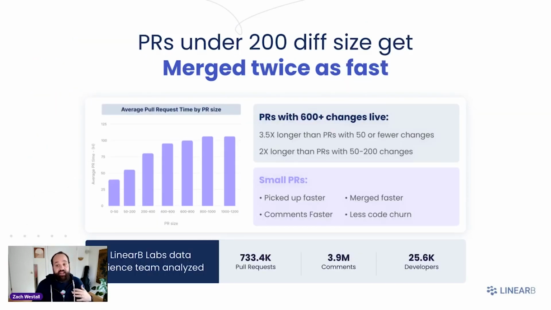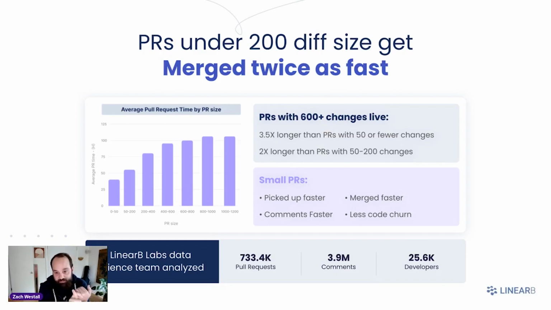And PRs that are under 15 minutes to review are the small ones. PRs under 200 diff size, under 200 lines of code changes, get merged twice as fast. Versus PRs with 600 lines of code changes, their life cycle is 3.5 times longer than PRs with 50 or fewer changes and twice as long as PRs with 50 to 200 changes. So keep PRs small. That is how you move work faster through the pipeline.